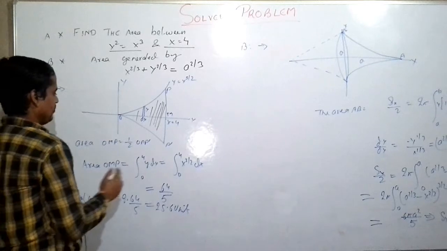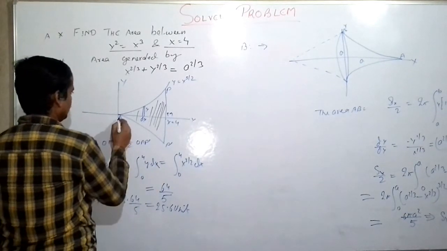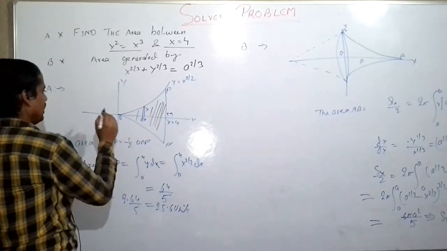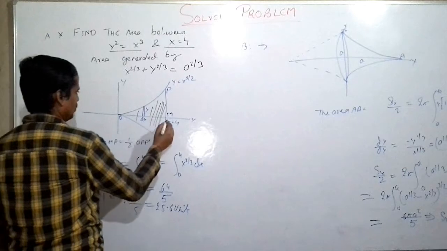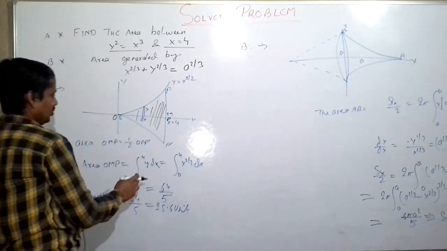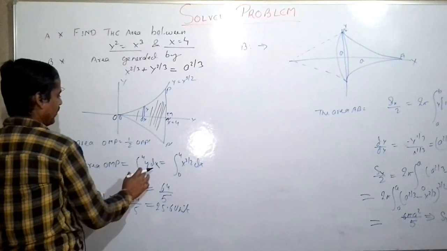So half area is simply the integral of y dx from 0 to 4. This is 0 and this is 4, from point O to P. So let us call this A. So A is the integral from 0 to 4 of y dx.